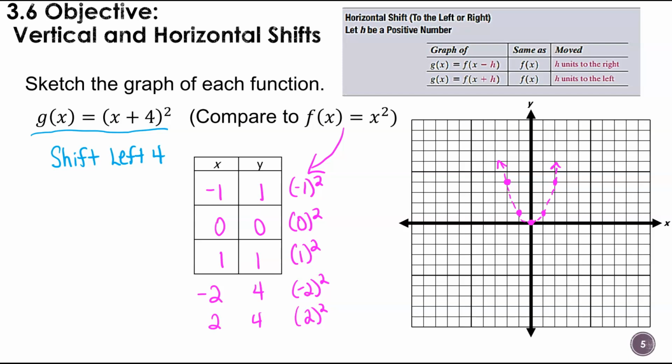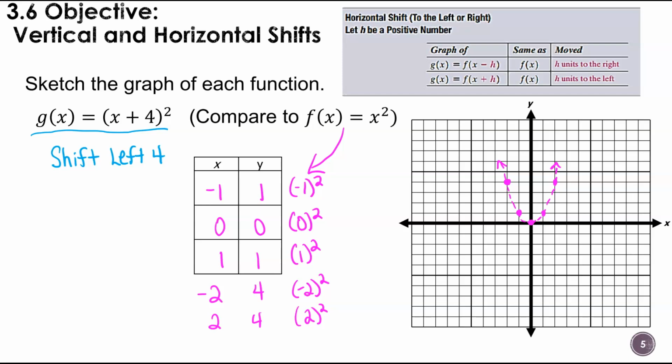Now, to graph the function that we're supposed to be graphing, which is the g of x, this is how I want you to graph these. I want to see the parent graph or the original graph. If you were taking a test for me, that's what I need to see. And then I would have to see the new graph, right? The one you're supposed to be graphing, which is the function g of x equals x plus 4 quantity squared.